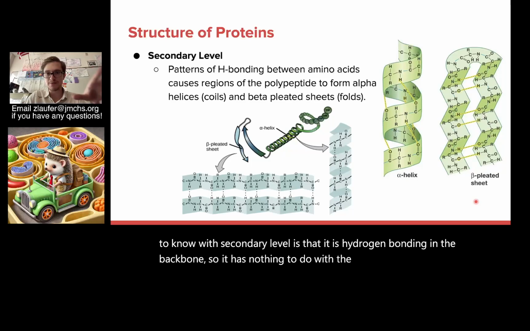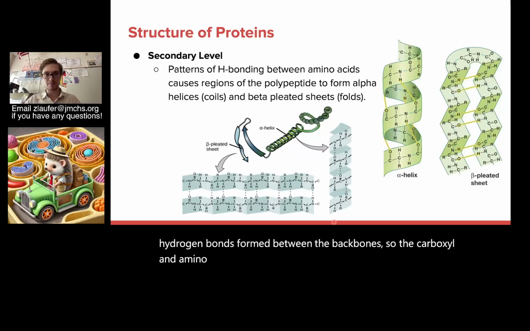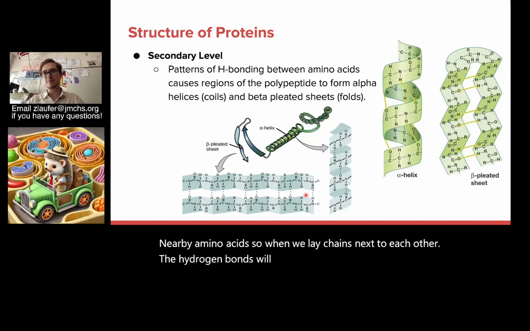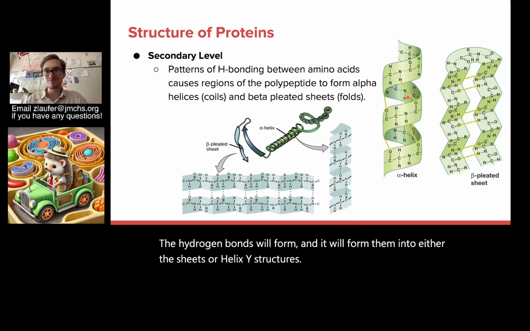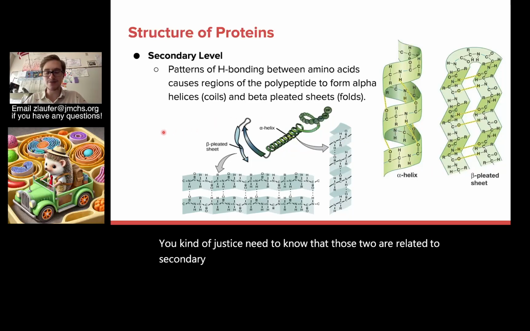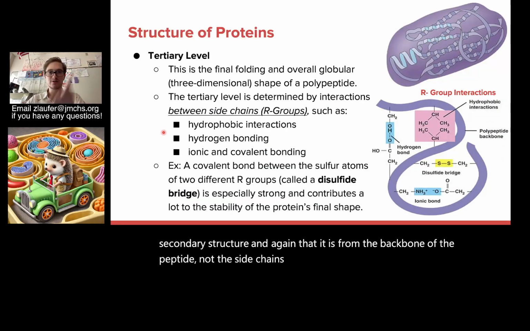It is hydrogen bonds formed between the backbones, so the carboxyl and amino groups of nearby amino acids. So when we lay chains next to each other, the hydrogen bonds will form, and it will form them into either these sheets or helix structures. You kind of just need to know that those two are related to secondary structure, and again, that it is from the backbone of the peptide, not the side chains. What is from the side chains are tertiary.